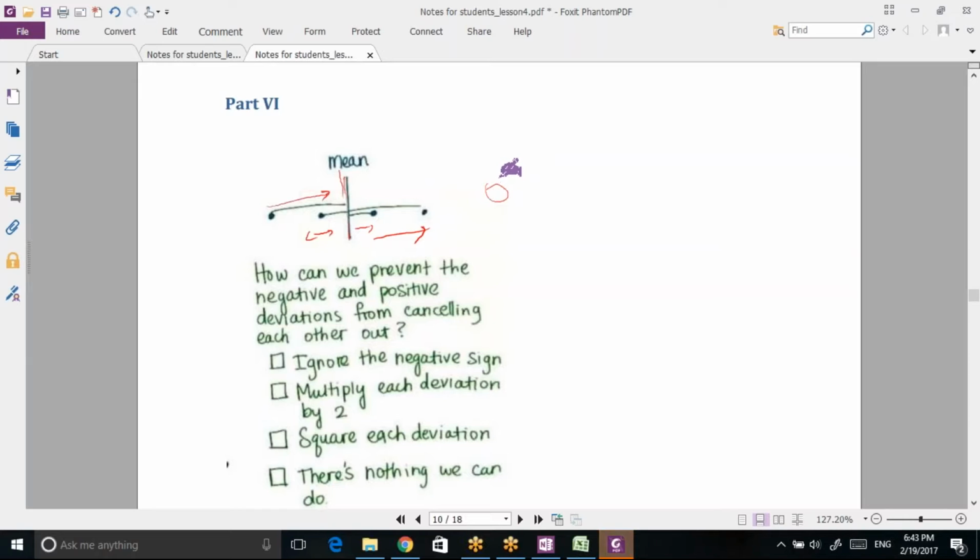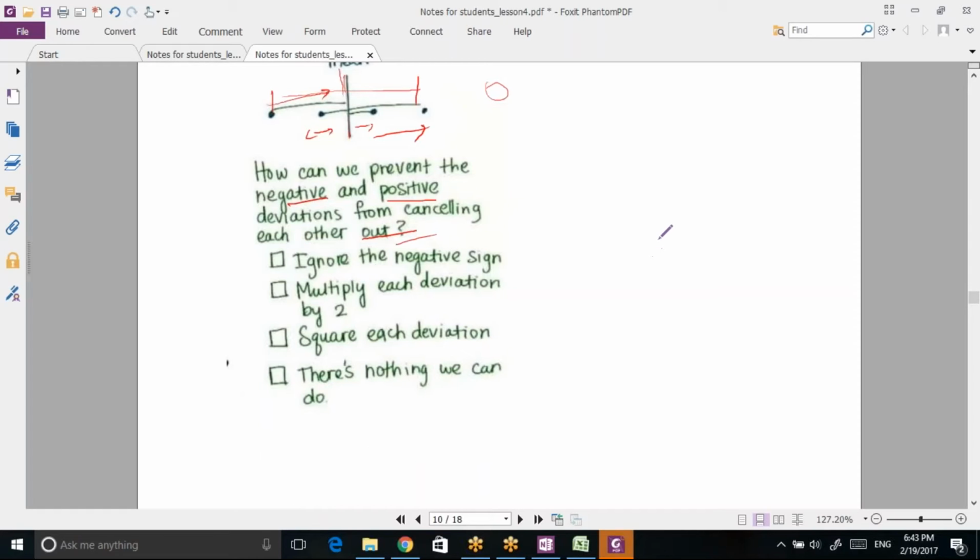Okay. Now how can I save myself from this issue? Because I know that there is variability in the data. The data is spread. How can I calculate it? So now the question is, how can we prevent the negative and positive deviations from cancelling each other out? These are your 4 options: ignore negative, multiply each deviation by 2, square each deviation, there is nothing we can do.